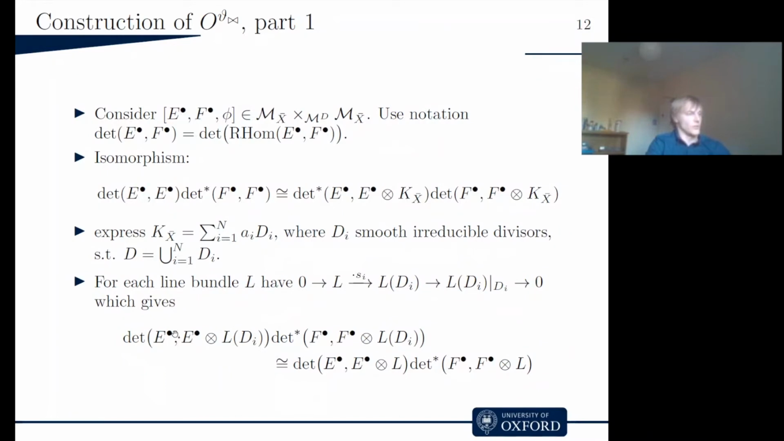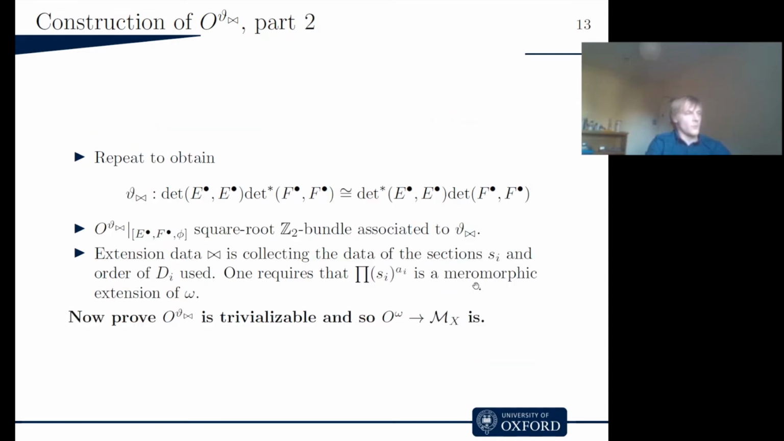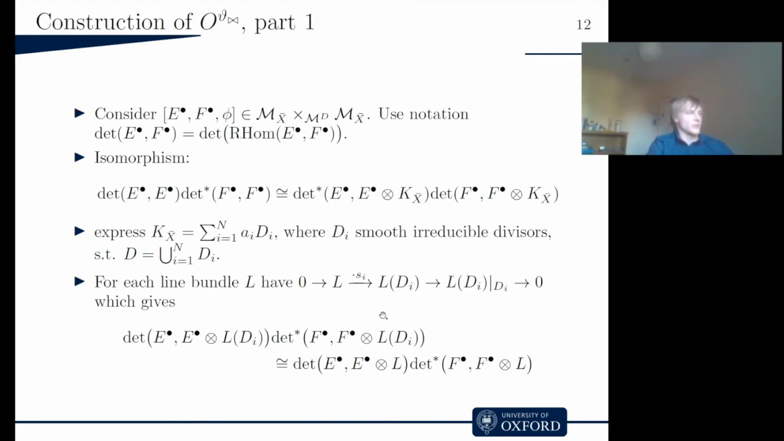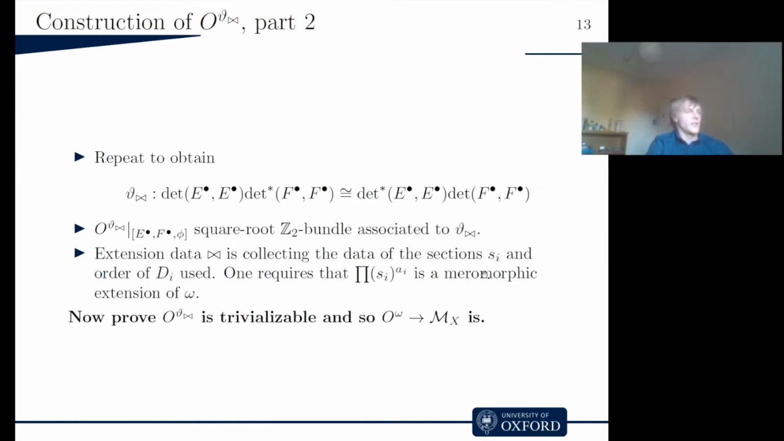in the second term. Applying this multiple times, so one removes the entire canonical bundle, one gets exactly this isomorphism, which is the duality isomorphism that I wrote down in the beginning, in the proposition, and one associates this Z2 bundle to this isomorphism. Now, the extension data is the collection, so if I go back, the collection of these sections SI that I wrote here, and the order in which you do this removal of a divisor.